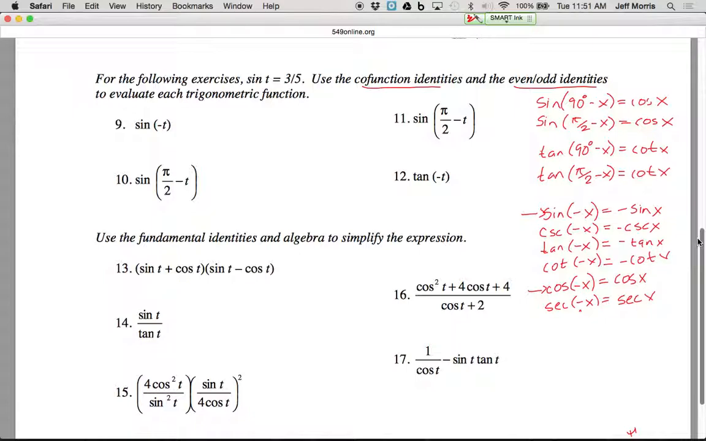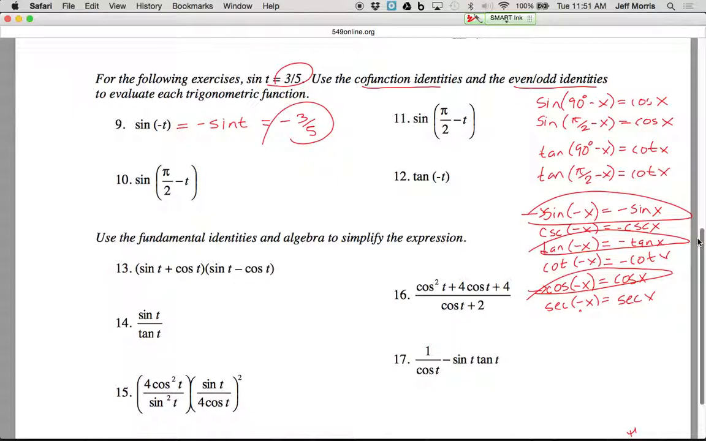Now, I don't know if I ever used that one. The ones that I use are these three. You will use these three. And they're helpful here. Because in number 9, the directions say sine t is equal to 3/5. And I'm going to remind you something we did a while back that comes in handy here and that we will continue to use. If this is sine of negative t, this is really what? Negative sine t. And the directions tell you sine t is what? So what's the answer? Negative 3/5.